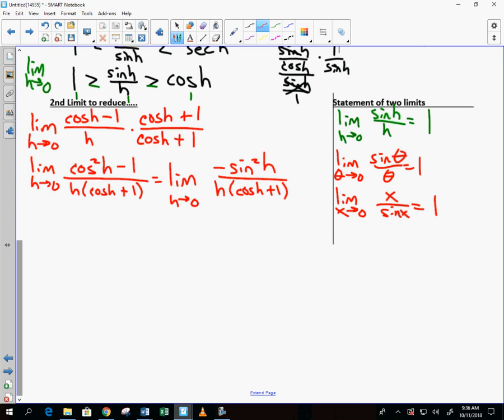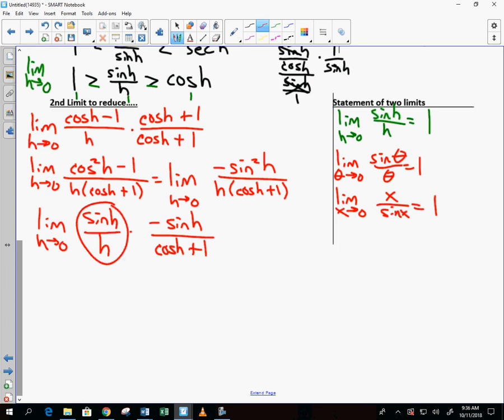Well, we're pretty close. I'm just going to write this as two fractions. We have the limit as h goes to 0 of sine of h over h times negative sine of h over cosine of h plus 1. All I did was separate the fraction into two parts. Everybody agree that I maintained equivalence there? Well, what is this limit?